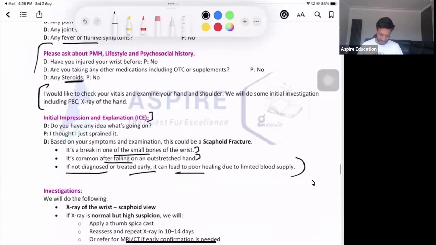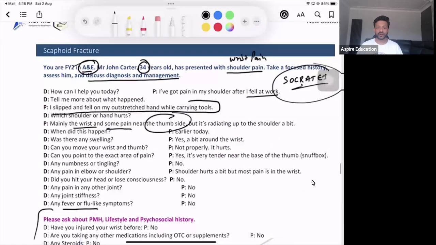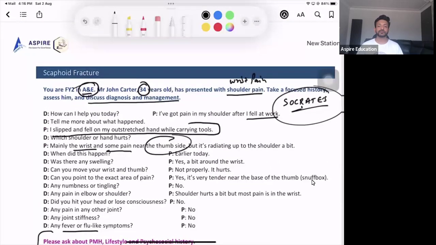So that was the scenario, right? So this is what we have got in scaphoid fracture. All right.